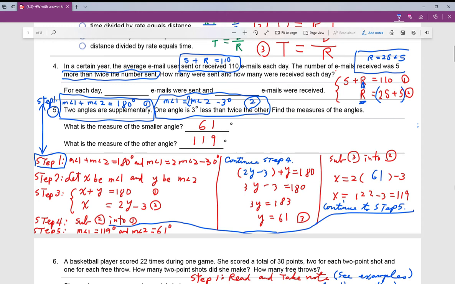So don't use x and y. Who knows what's x y? So you say measure of the angle 1 plus measure of the angle 2 is 180. So this is equation 1. And this is equation 2. And then we don't like to use very complicated notation. Therefore, we say that x be measure angle 1 and y be measure angle 2.